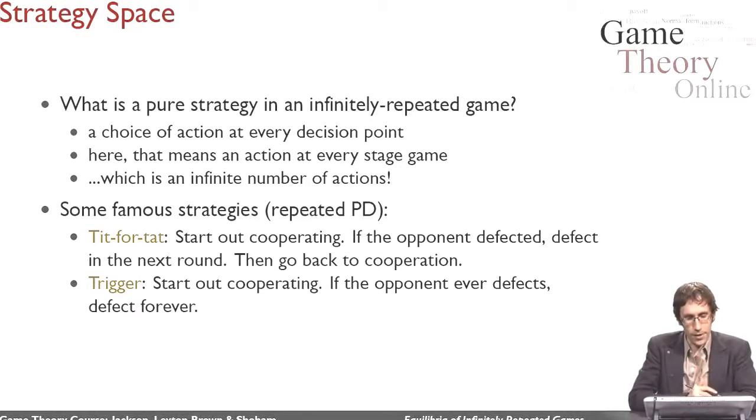It's going to go back to cooperation after one punishment. In contrast, the trigger strategy is a really mean-spirited version of tit for tat. So it starts out by cooperating, but if its opponent ever defects, that's it. It's just going to defect forever. So it's going to pull a trigger and say, I'm never going to forgive you. You've wronged me once. I'm going to wrong you back until the end of time. That's why we call it trigger.